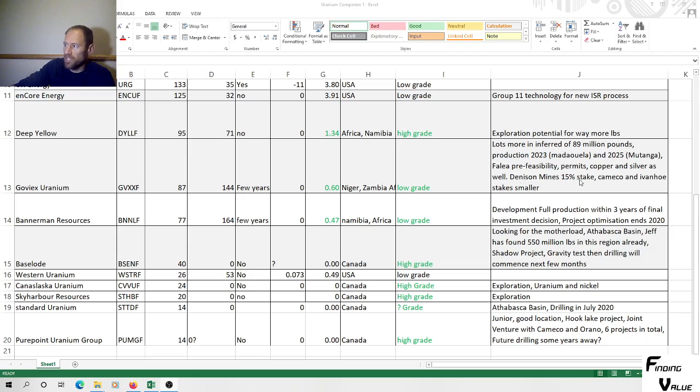Denison Mines has a 15% stake. Cameco and Ivanhoe stakes are smaller, so they do have some stakes from larger companies. I still think GoviX is a pretty good company. I mean, that's where I put some money recently.